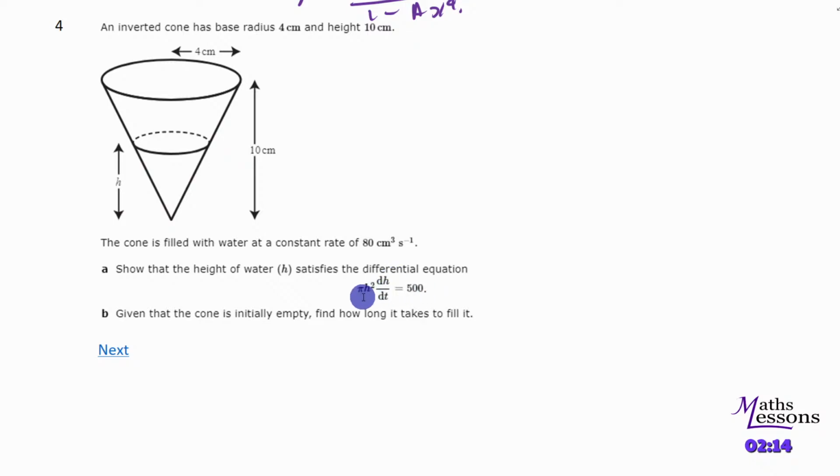If you can't see how to prove this, how about you just solve the differential equation from here?